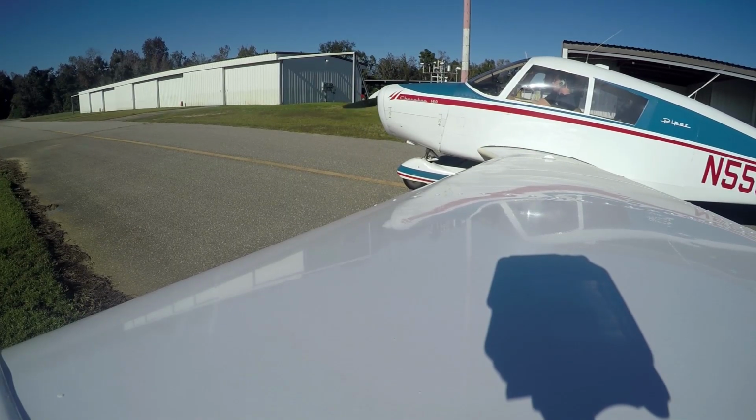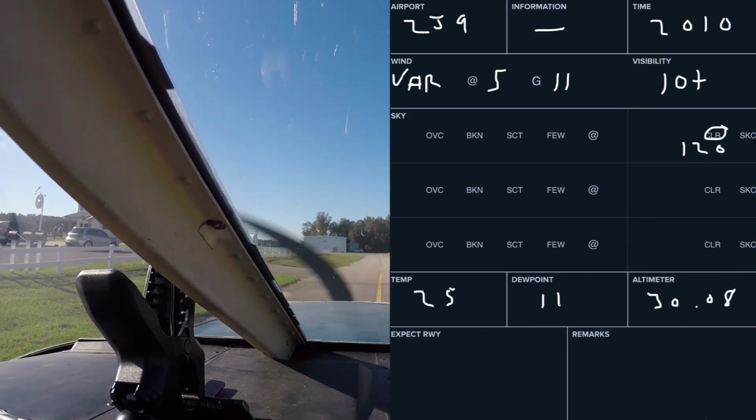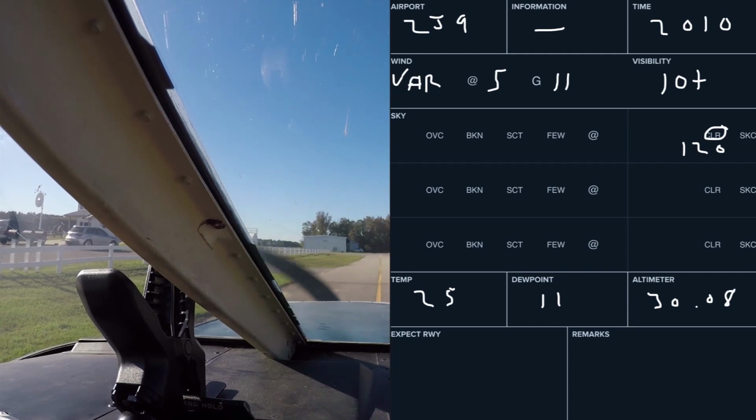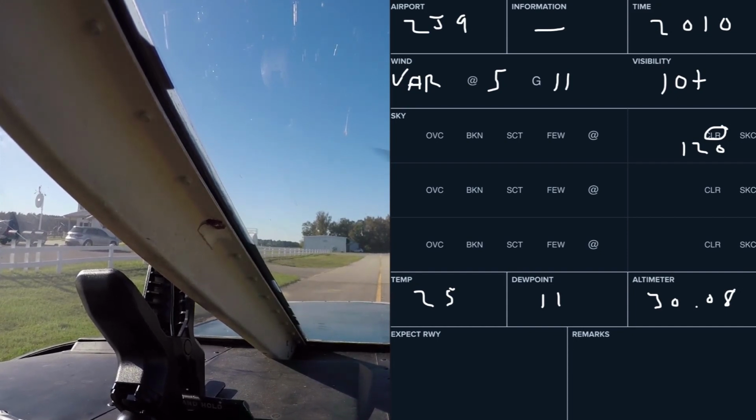ASOS, you mean? ASOS. Quincy Municipal Airport, automated weather observation 2010 Zulu. Wind variable at 5 knots. Peak gusts 11 knots. Visibility more than 10. Sky condition clear below 2000. Temperature 25 Celsius. Dew point 11 Celsius. Altimeter 30.08 inches of mercury. Remarks. Density altitude 1400.